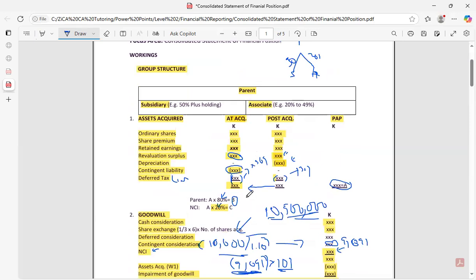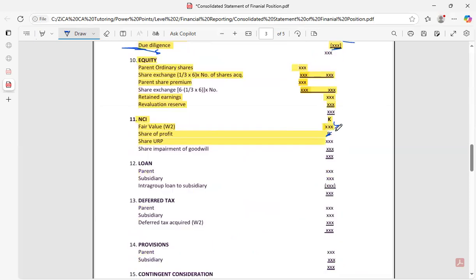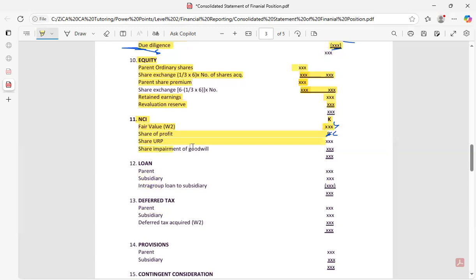So for the non-controlling interest, it's C, right? That C that you have there is the same C that you need to bring here as the share of profit. And then a share of unrealized profit if it's a subsidiary that's sold to the parent, and then a share of goodwill if, in the valuation of non-controlling interest, we used the full goodwill, which is the fair value method.